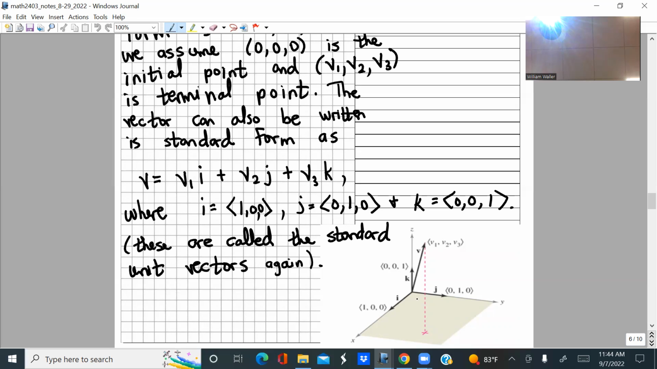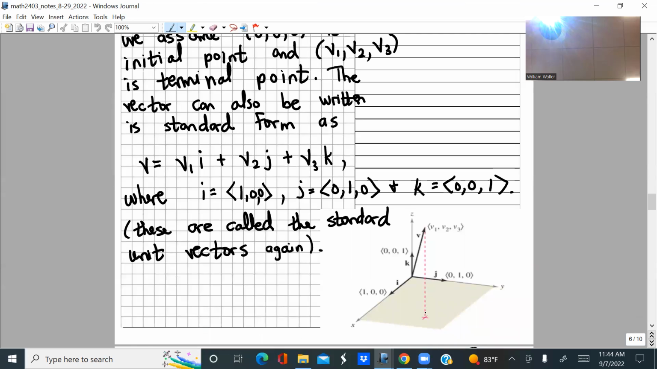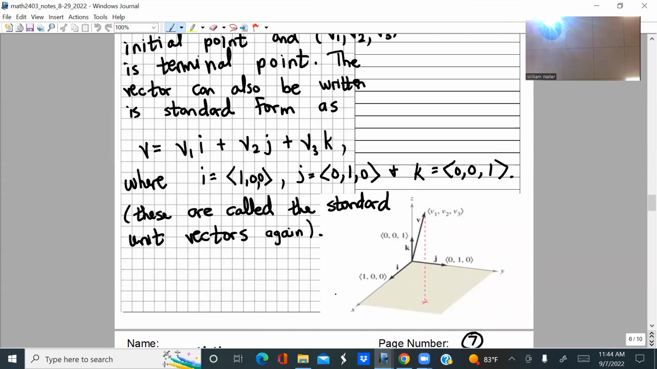There's a picture in 3 dimensions drawn by the book, so it looks all beautiful. There's the i unit vector, there's the j unit vector. This is the y-axis in this picture here. This is the x-axis in this picture. And then, of course, usually vertically is the z-axis. There's the k unit vector. And again, you can take any vector and write it as a sum of these 3 unit vectors.